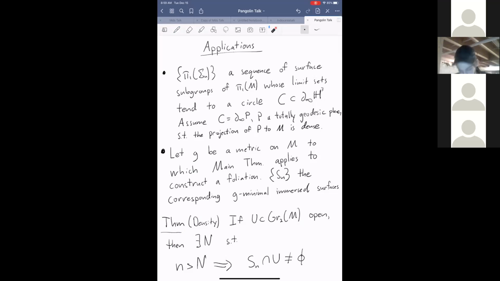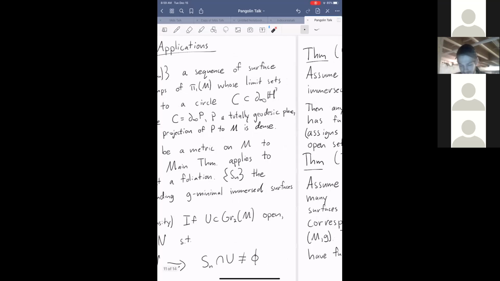So then, take a metric on M where we have a foliation from our main theorem. Then there's a density theorem: these surfaces S sub n that are minimal surfaces in the metric G, this sequence of them is going to be dense. So for any tangent 2-plane, if we go far enough out in the sequence, our surfaces will all have tangent 2-planes that are close to that. So that's a density result.